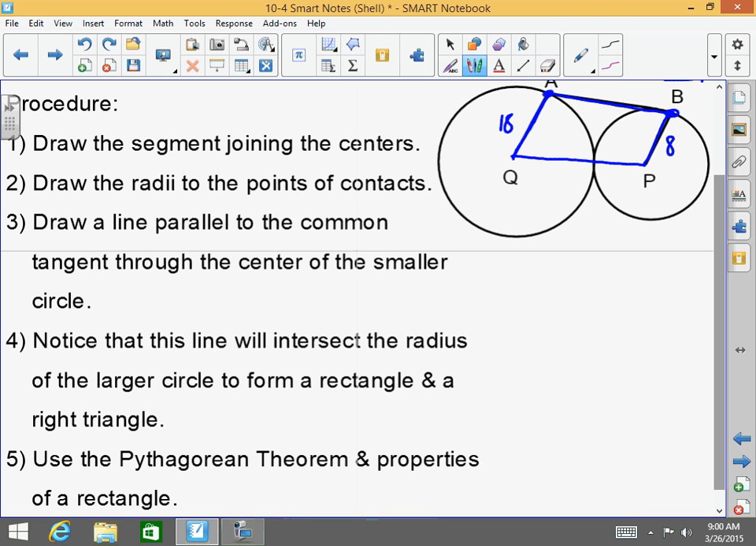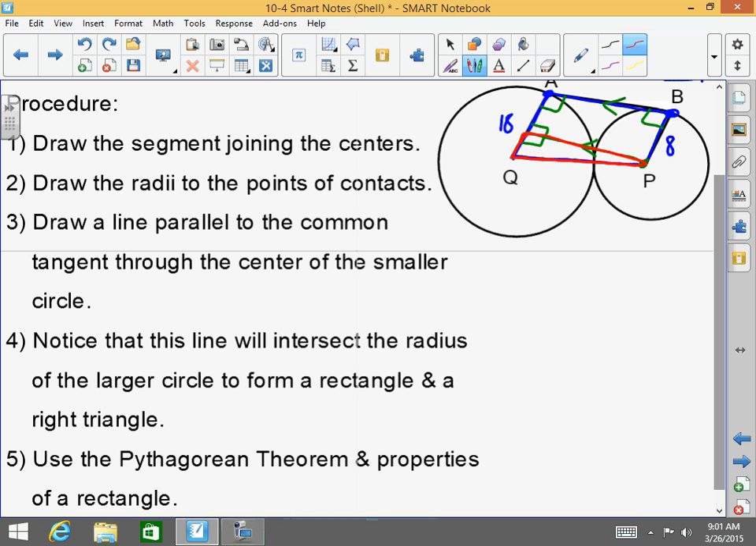Now you draw a line from the small circle to the radius of the big circle, which is parallel to the common tangent. That's 90 because of the tangent radius theorem. If that is parallel and these two angles are congruent, that means this is a rectangle. So that's a 90, this is a 90. And now I have created not only a rectangle, but a right triangle.